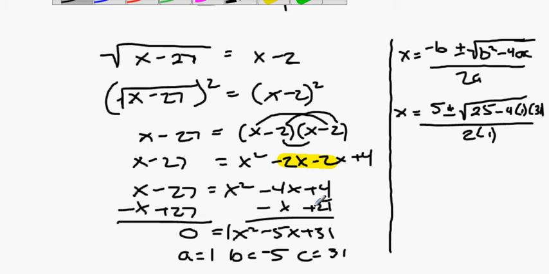Okay? I'm not going to finish this, but I want you to realize that you can solve this either by factoring or by using the quadratic formula, which I would highly encourage you to do if you don't recognize what the factors are for this quadratic expression.